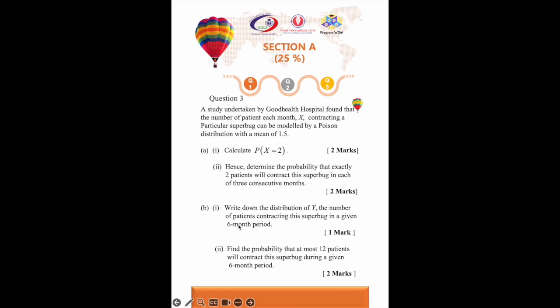So this one, the number of people contracting this superbug. Write down the distribution, so you just have to write X follows Poisson. And then this one, at most 12, so it must be 0 to 12, that is, less than or equal to 12.